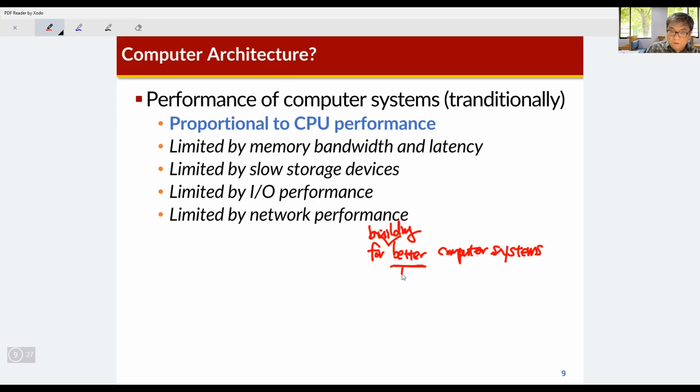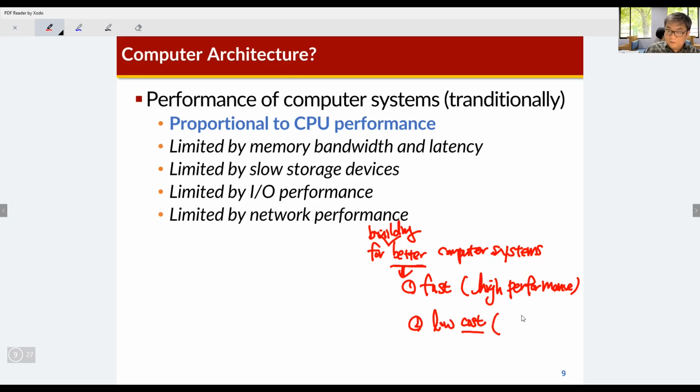So what does better mean in computer systems? Fast. Fast means high performance. And then second, low cost. What is the cost? It's the chip area and what is the power or energy. So energy is also included in this performance. So low cost and then high performance.